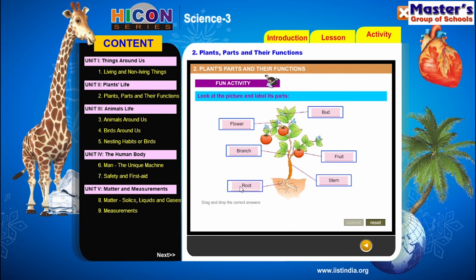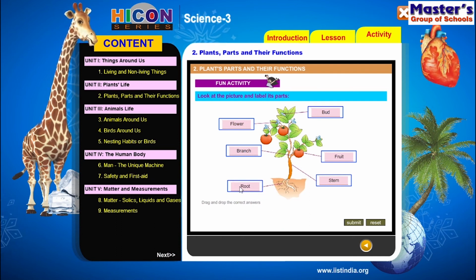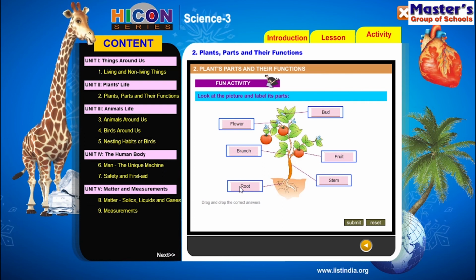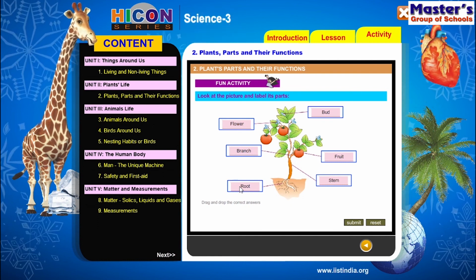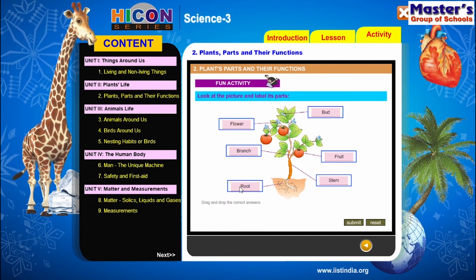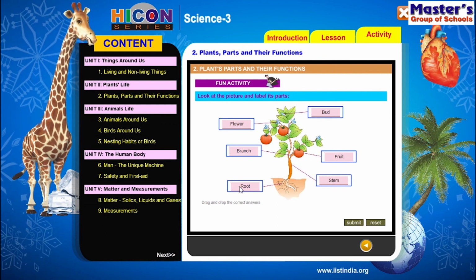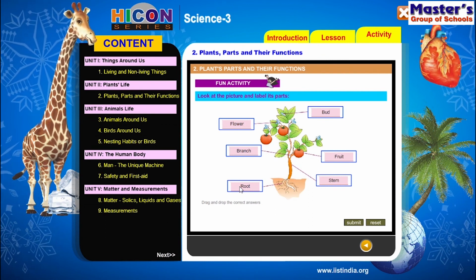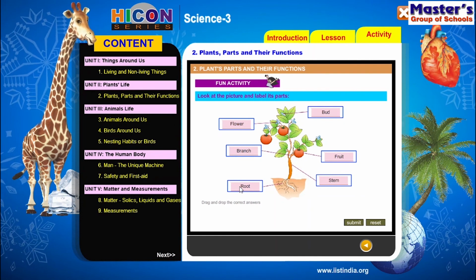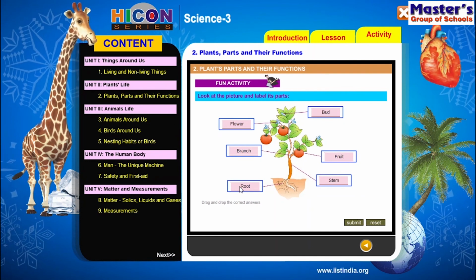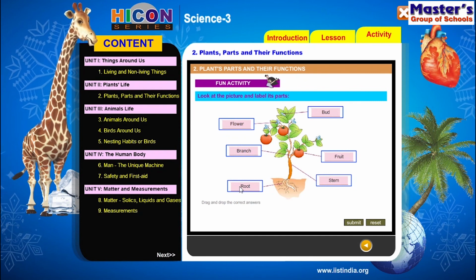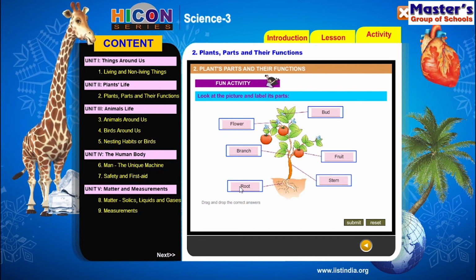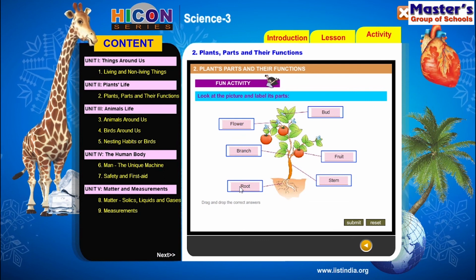So children, these are the correct parts for the given diagram. So let us see the parts once again. The bud, fruit, stem, flower, branch and root. So these are the different parts of the plant. So children, note down these different parts of the plant in your notebook and practice the diagram of the plant in your notebook, and the diagram of this plant will be given in the PDF. So see that PDF and practice the diagram of this plant and mark the parts also in your diagram.